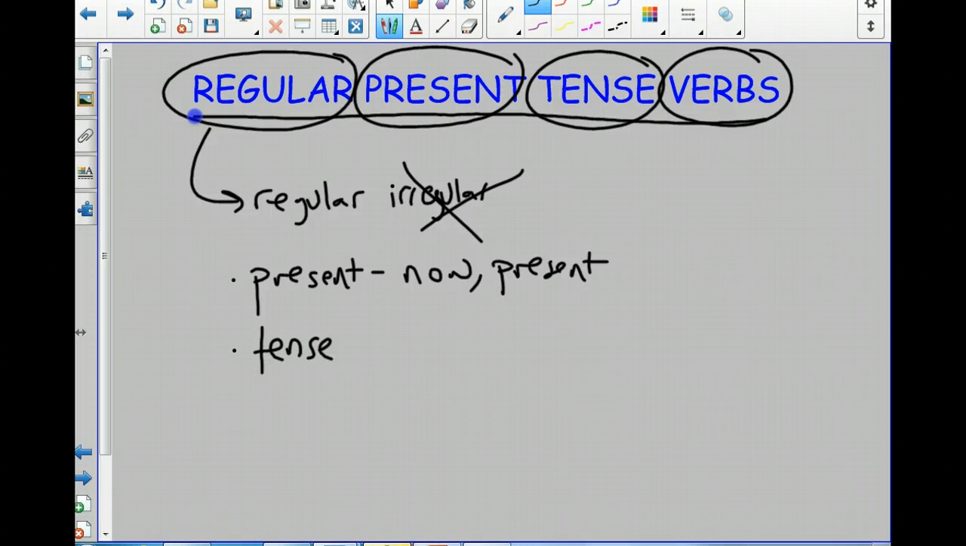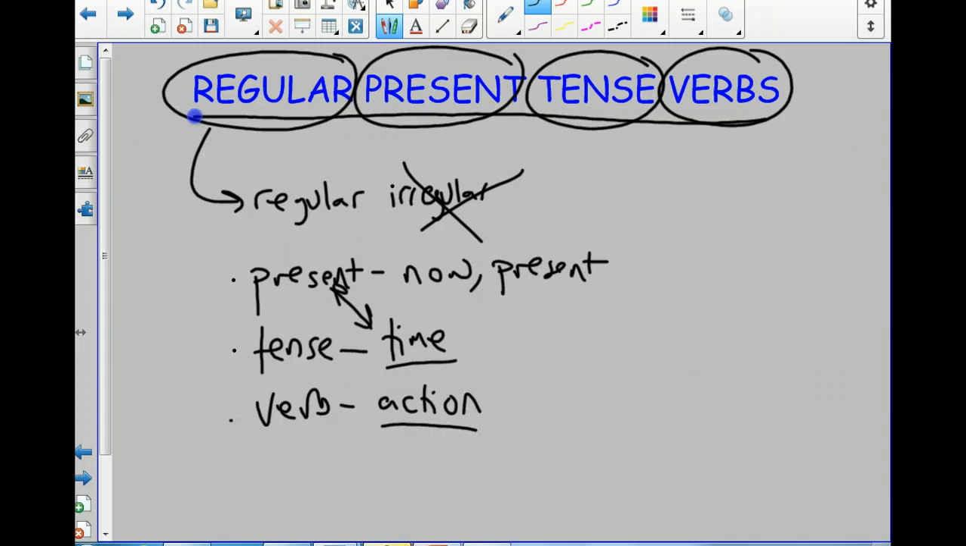Tense. A tense just refers to a time. When you see the word tense, just think time. So in this case, we're talking about present tense, present time. Finally, verb is an action, right? This should be mostly review. So we're talking about actions. So there's our little review on what regular present tense verbs are.